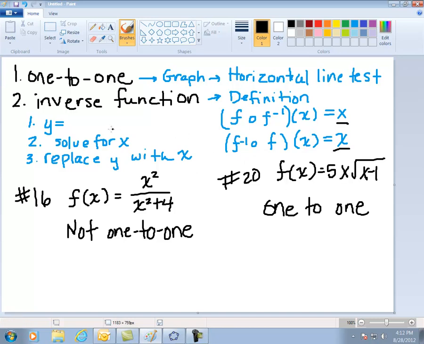In order to find an inverse, we first go from function notation, where we have f of x, and replace f of x with y.